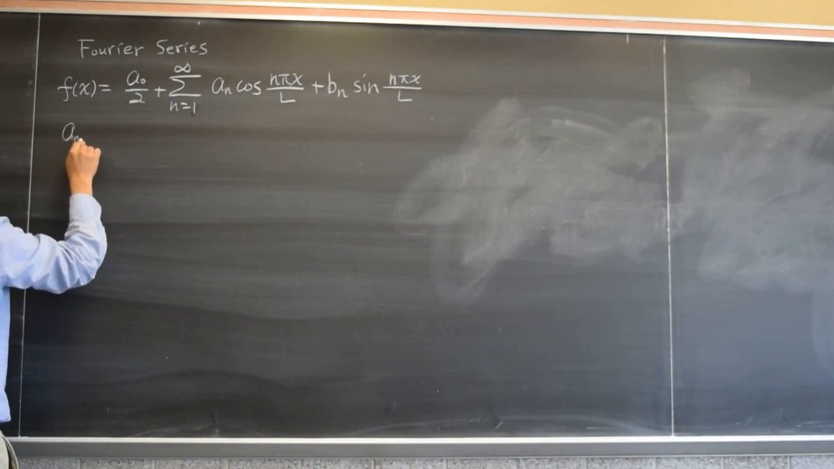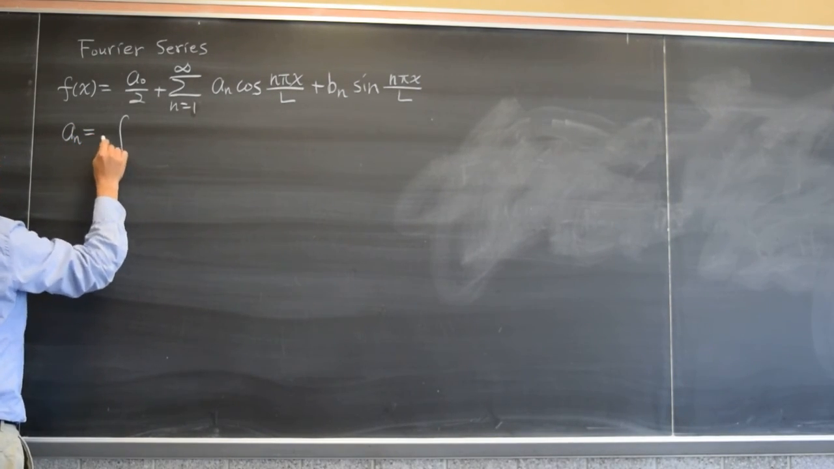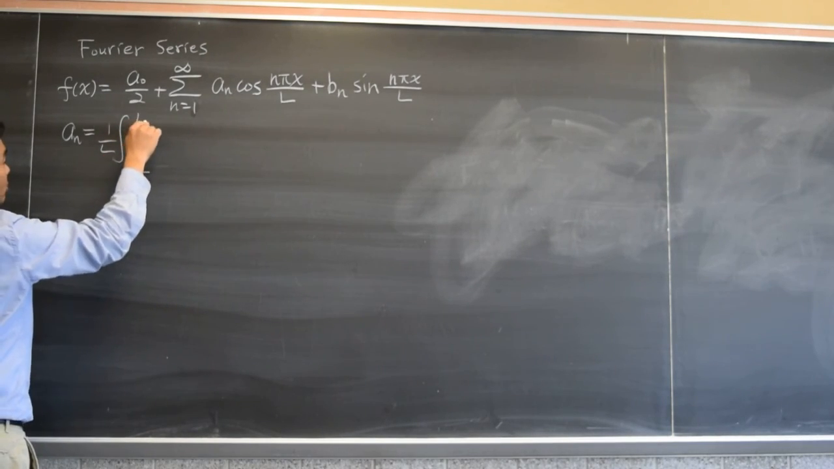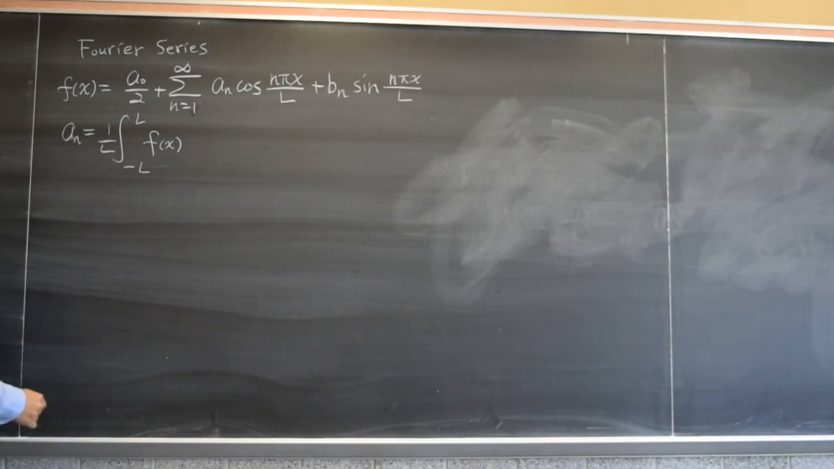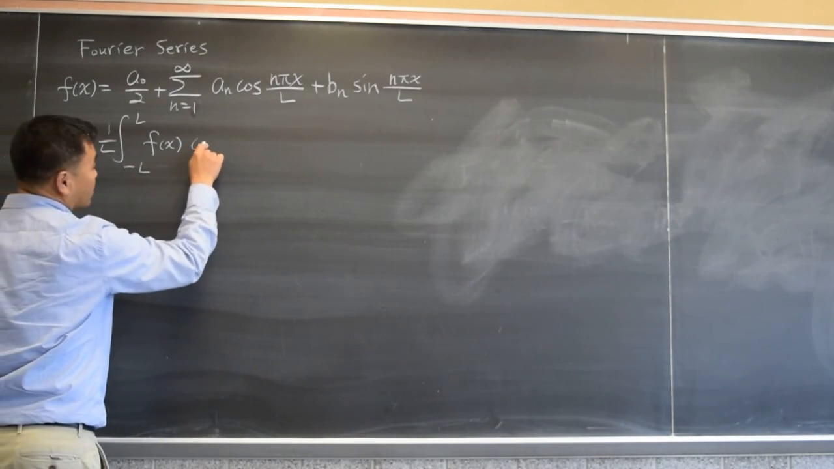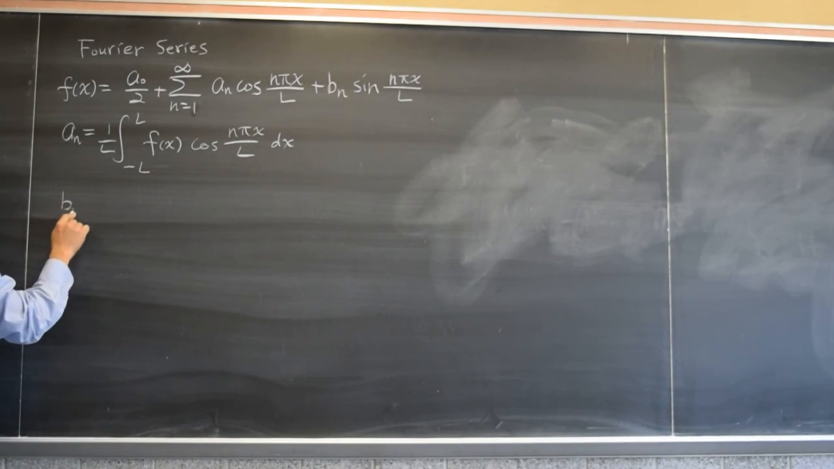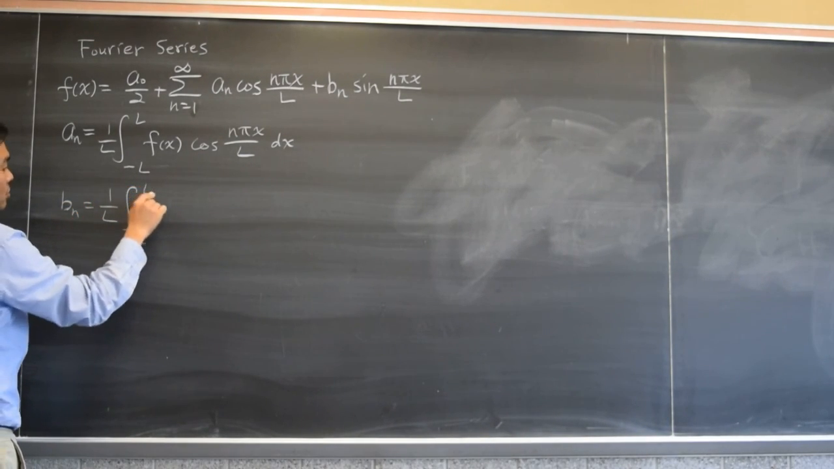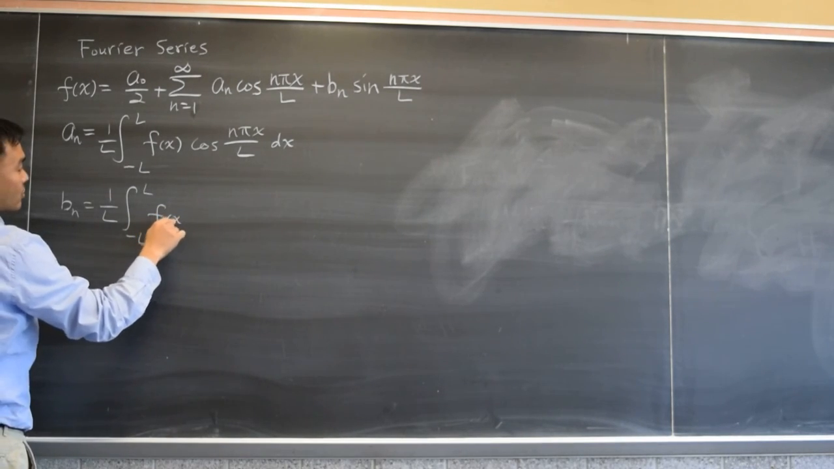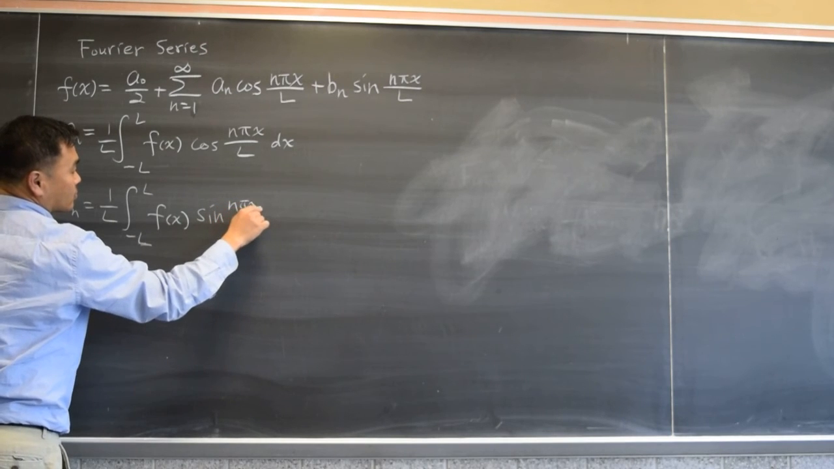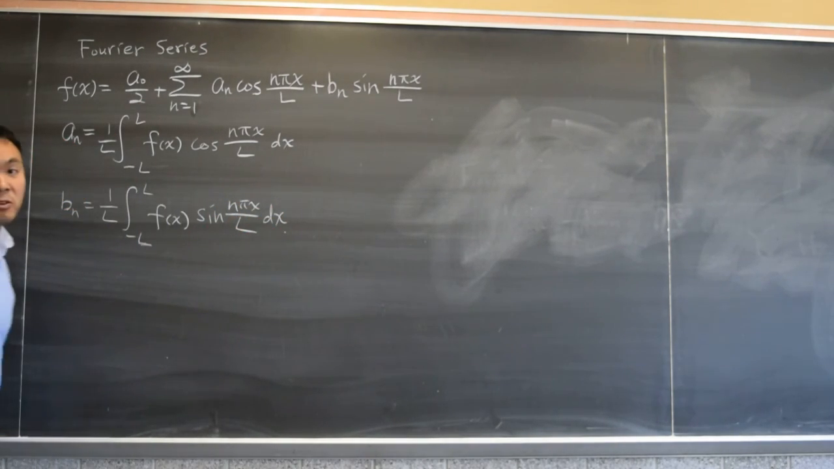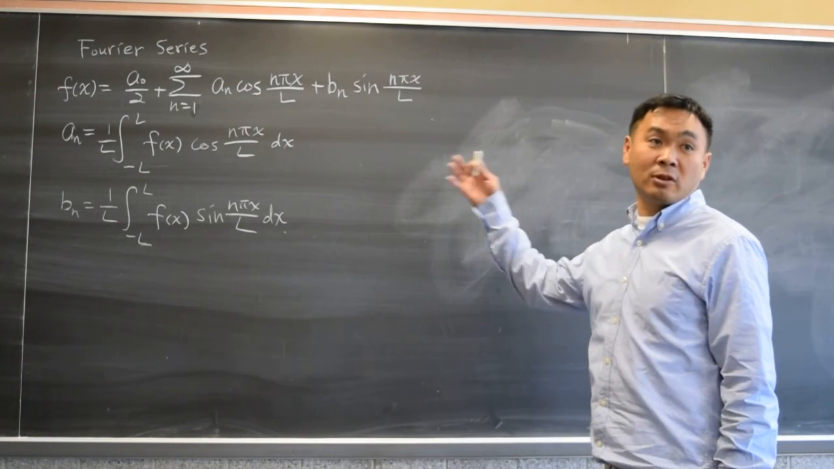where an can be obtained by this integral, 1 over L, integral from negative L to L, f of x cosine of n pi x over L dx. And then bn was 1 over L, integral from negative L to L, f of x sine n pi x over L dx. So these were the formulas that we had so far, and we did some examples and saw how using even and odd properties of functions reduced our calculations a lot.